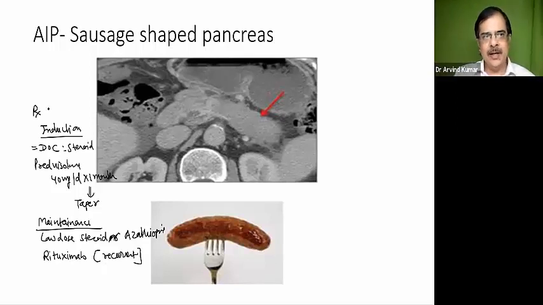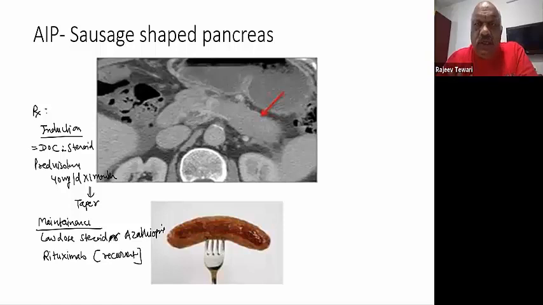So mainly it is a medical management of the autoimmune pancreatitis, and we should have a very high clinical level of suspicion for autoimmune pancreatitis. Reason being, it is responsive to steroid therapy. So anything else in the surgical aspect, Dr. Tewari? No, that's it.